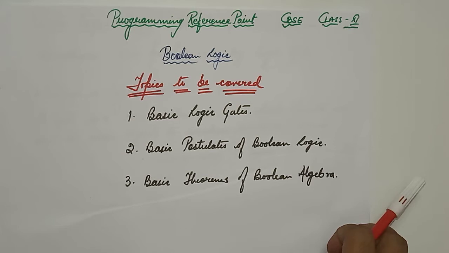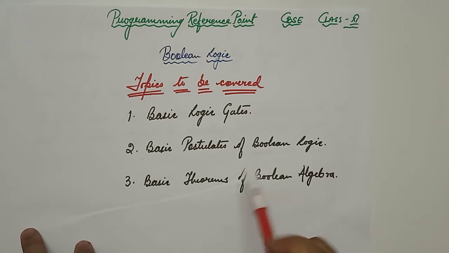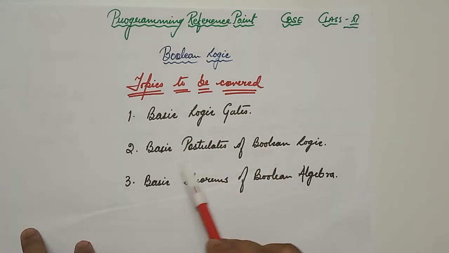In this video we shall continue with the Boolean logic. The topics that will be covered in this video are basic logic gates, basic postulates of Boolean logic, and basic theorems of Boolean algebra.